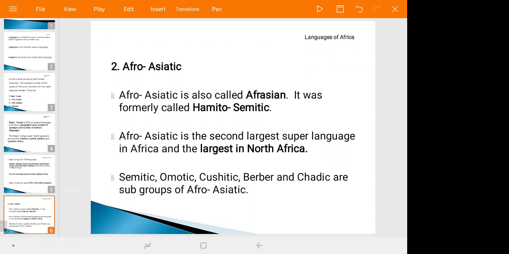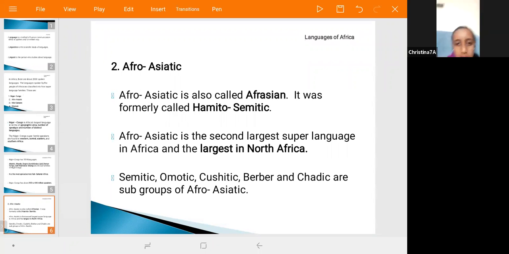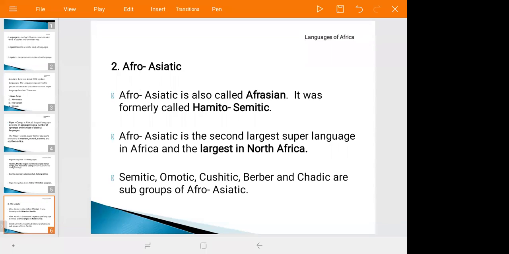And the older name of the Afro-Asiatic is Hamito-Semitic. It's not the current name, it's the older name. Currently, it is called Afro-Asiatic or Afro-Asian. Afro-Asiatic is the second super language in Africa and the largest in North Africa. So the speakers of the Afro-Asiatic are mostly concentrated in the northern part of Africa.